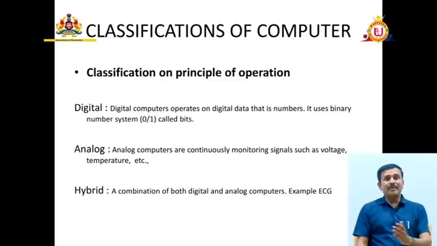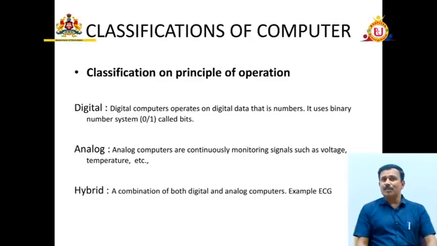So continuously we have to monitor, like temperature. So we have to hold it continuously. Then only we'll get correct results over there. Such type of continuously monitoring signals type of computers are called analog computers. So this type of computers process continuously. Comparison is required. For each and everything we must compare.